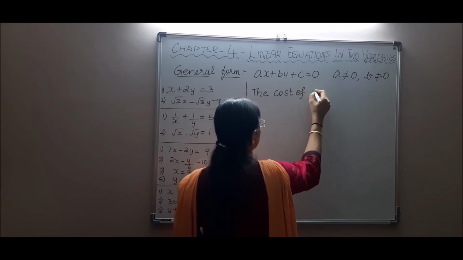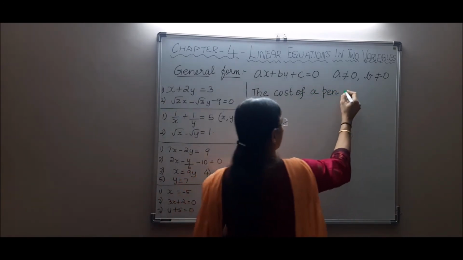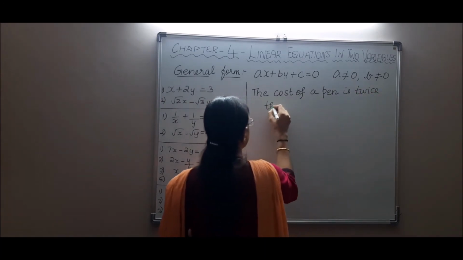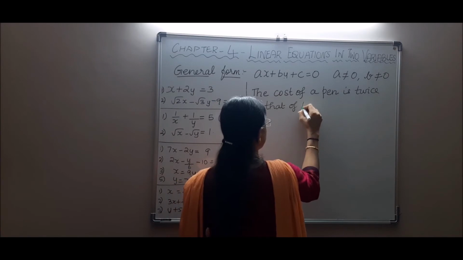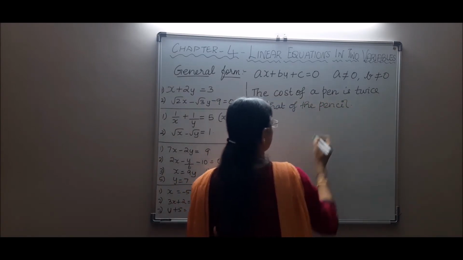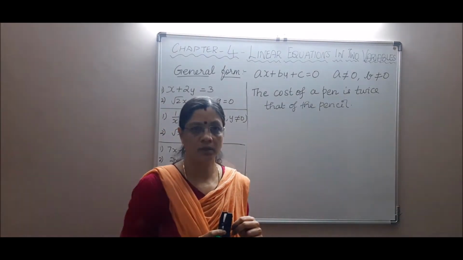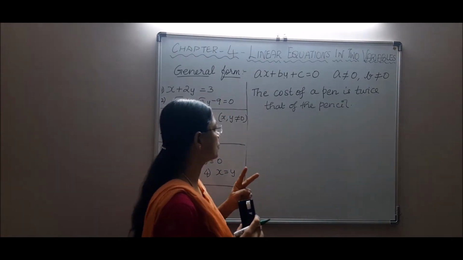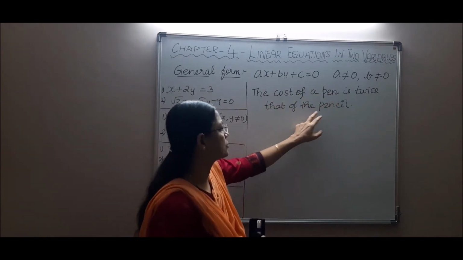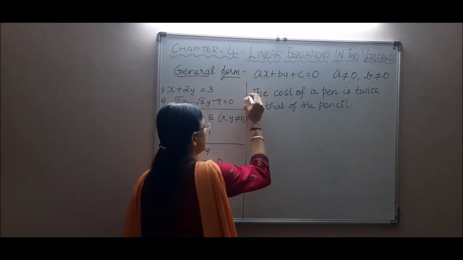The cost of a pen is twice that of the pencil. So as simple as it can be. Here you have two values, isn't it? Two quantities. What are they? Cost of a pen and cost of the pencil, isn't it? We have two quantities here.